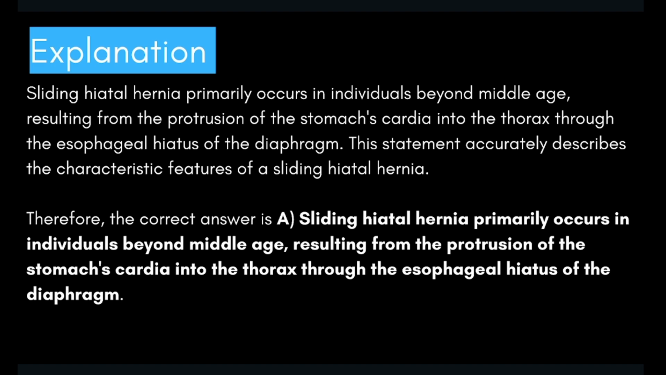Sliding hiatal hernia primarily occurs in individuals beyond middle age, resulting from the protrusion of the stomach's cardia into the thorax through the esophageal hiatus of the diaphragm. This statement accurately describes the characteristic features of a sliding hiatal hernia. Therefore, the correct answer is A.